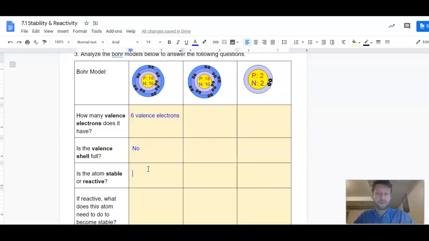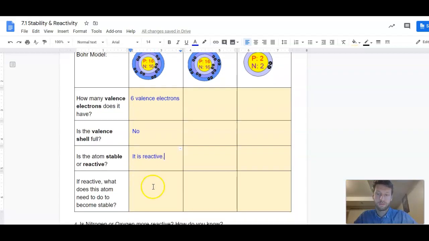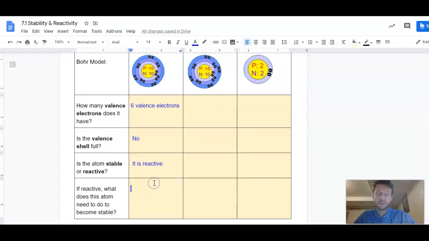Is it stable or is it reactive? It is reactive. If reactive, what does this need to do to become stable? Well, it has 6 valence electrons. So in order to have a full valence shell, it could either gain 2 valence electrons or lose 6. It's easier to gain 2 than it is to lose 6. So it will gain 2 electrons.